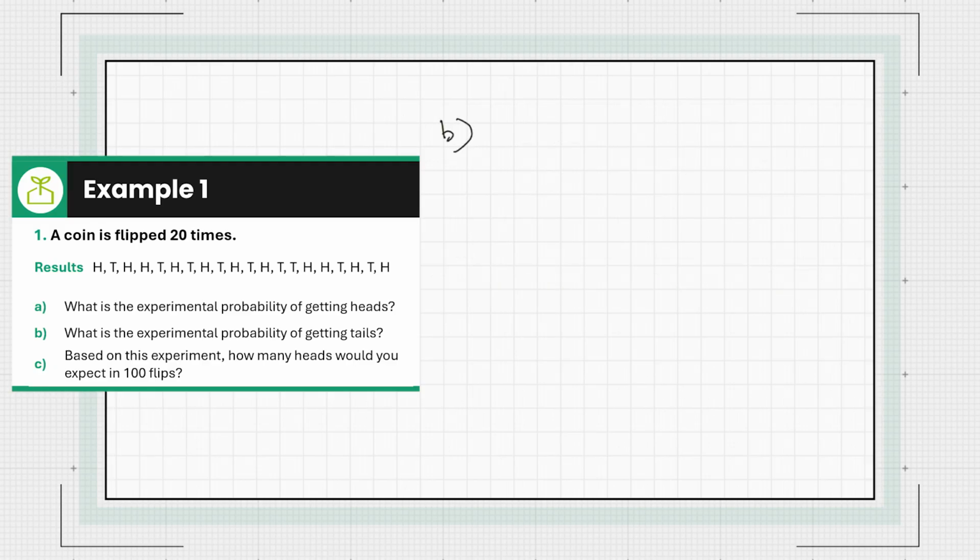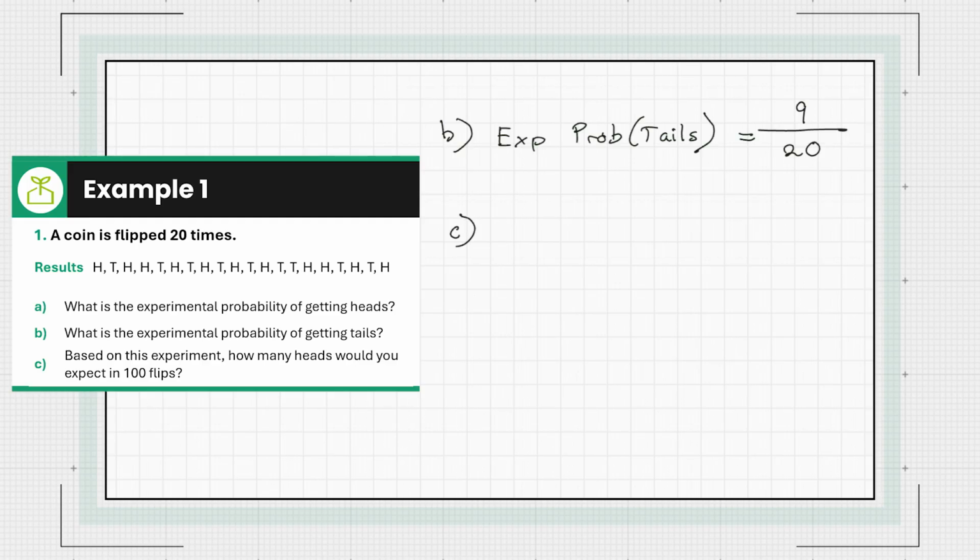Alright, B asks us, what is the experimental probability of getting tails? So our experimental probability of tails, what does this equal? Well, how many times did we get tails in our trials? We got it 9 total times out of a total 20 trials. So that's our experimental probability of getting tails. Now, let's quickly do C.